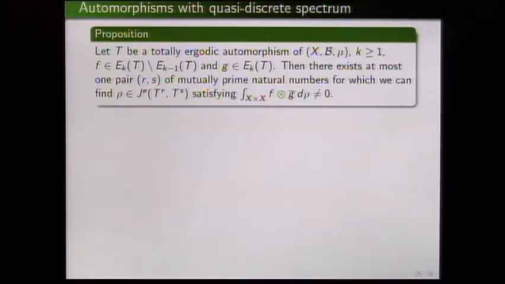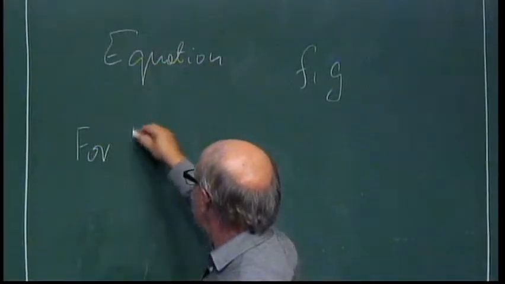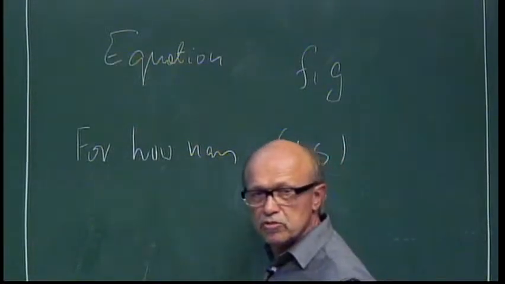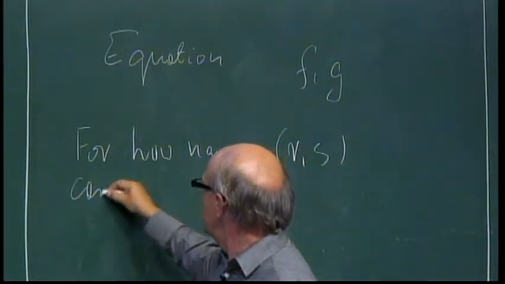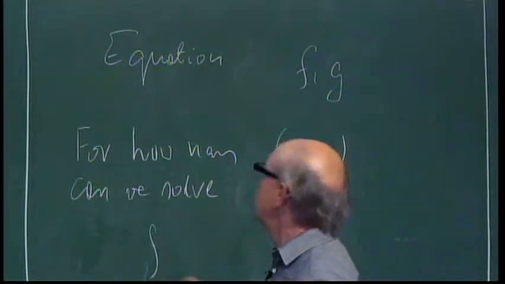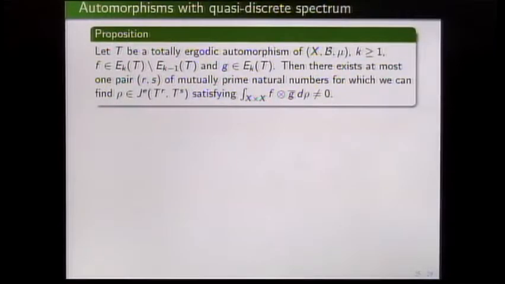So now there is this proposition which tells us that if we have a totally ergodic automorphism, and if we take two functions, now I have to study joinings between the powers of these transformations. What I would like to see is that this is small. Why not think that this will be simply equal to zero, perhaps except for finitely many cases? This is maybe a little misleading, but we are going to see that there is a certain equation to be solved.